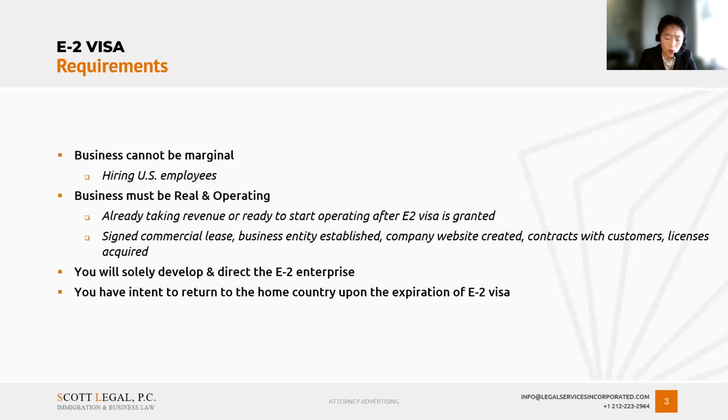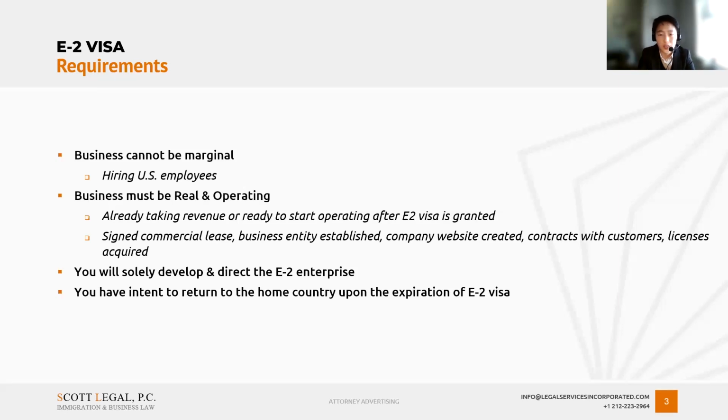So the other requirement for the E-2 visa is that the business cannot be marginal. So what does it mean to not be marginal? It means that the business must be able to hire and maintain U.S. employees other than yourself or any family members. And this really goes to the revenue generation potential of the business.